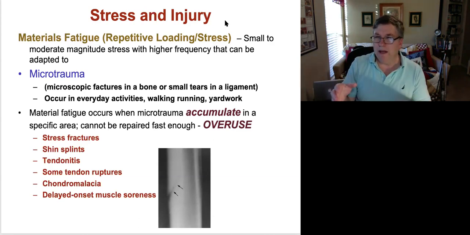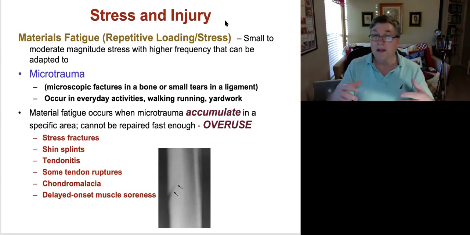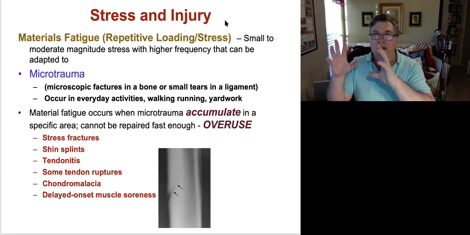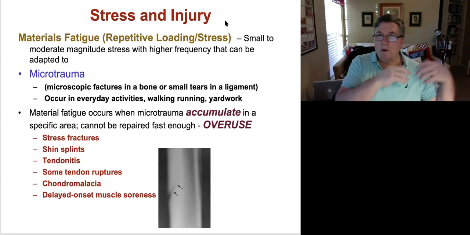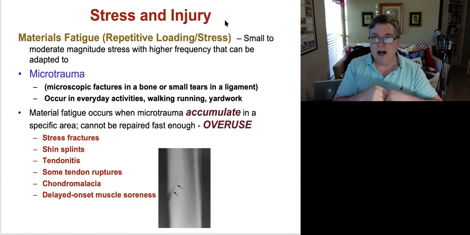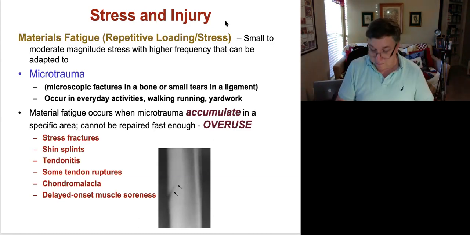So what's happening is that the body's not getting enough of a chance to repair itself. There's a process called remodeling. It's going on in your bones and tendons and ligaments all the time, where you're laying down new protein and taking away the old protein. So this is a constant phenomenon that's going on.